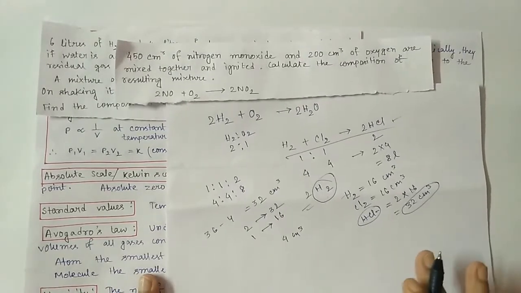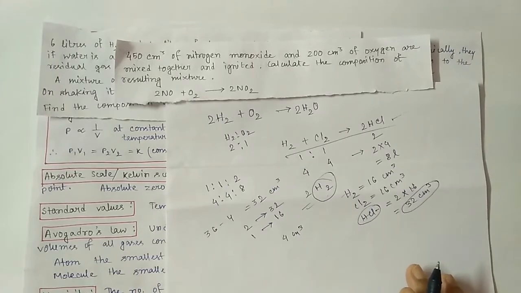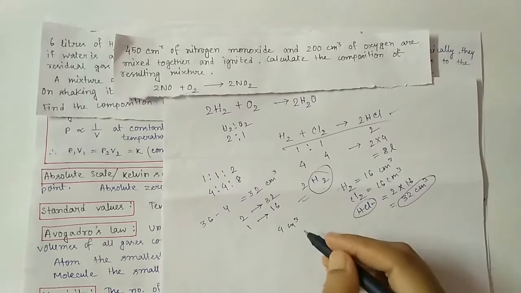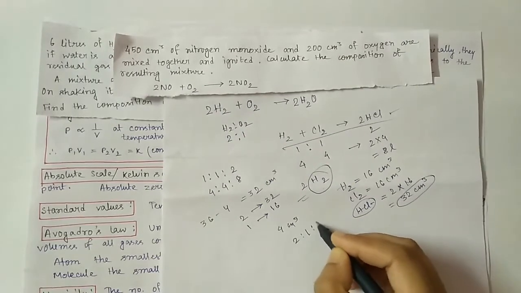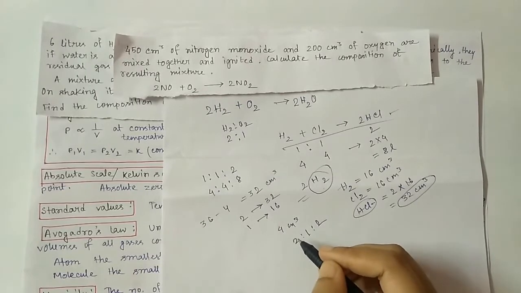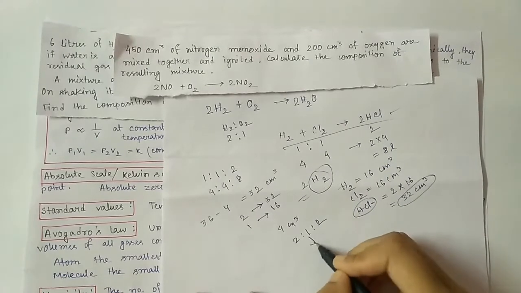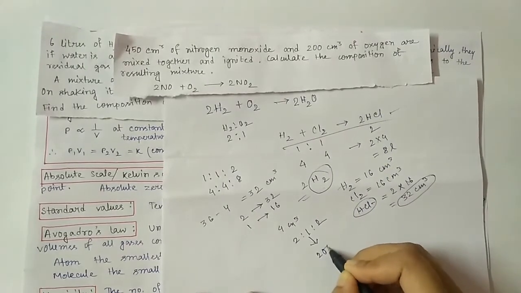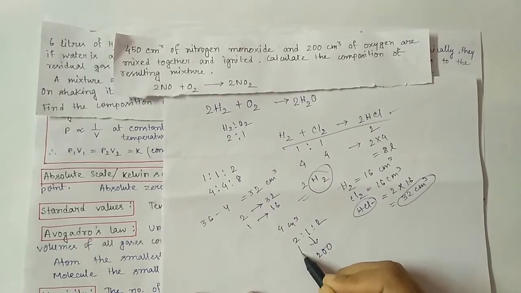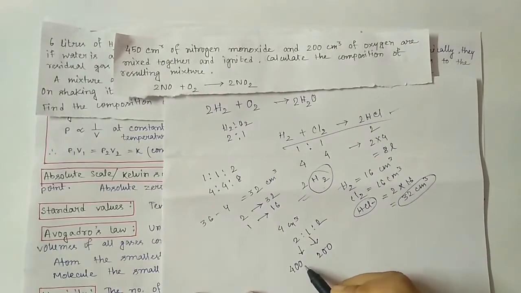450 cm³ of hydrogen monoxide, 450 cm³ of nitrogen monoxide and 200 cm³ of oxygen are mixed together and ignited. Calculate the composition of the resulting mixture. Here you can see that the ratio of reactants and product is 2:1:2. It means that as there is only 200 cm³ of oxygen, the nitrogen monoxide required will be 400 cm³.